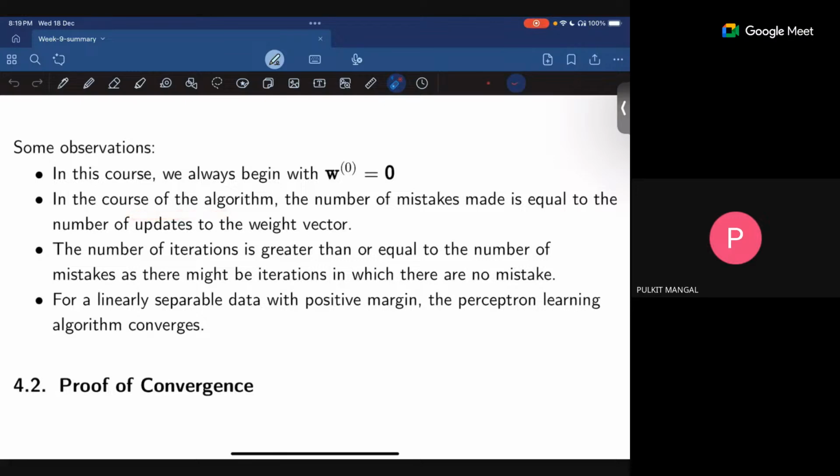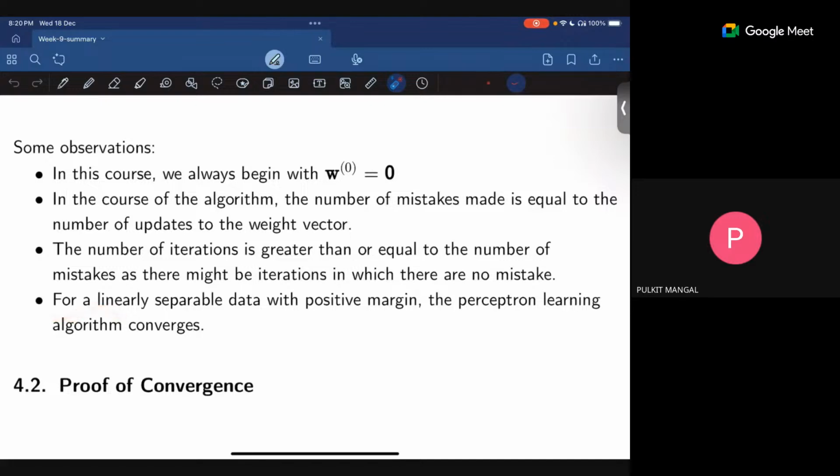In the course of the algorithm, the number of mistakes made is equal to the number of updates to the weight vector, because whenever the perceptron algorithm makes a mistake, we update the weight vector. While the number of iterations can be greater than or equal to the number of mistakes, because there might be an iteration in which there are no mistakes, that is the final iteration.